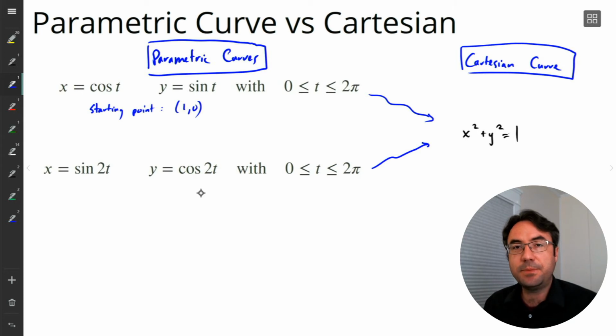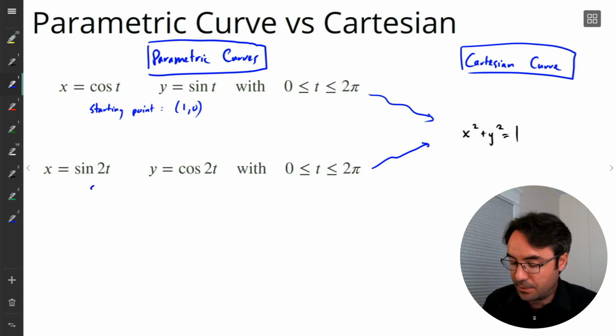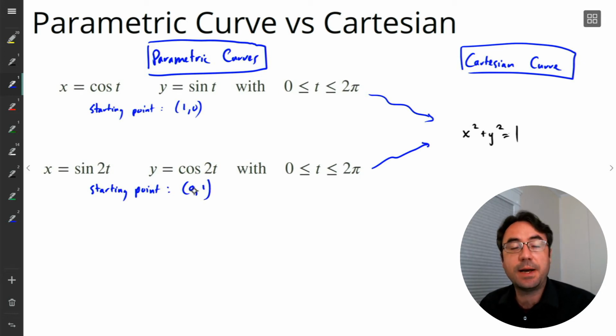What would our starting point be here? So we're starting along the x-axis in the first. In this one, our starting point would be 0, 1. So we'd be starting on the positive y-axis. So just that little detail here, these are already different parametric curves, but ultimately they end up tracing out the same collection of points.